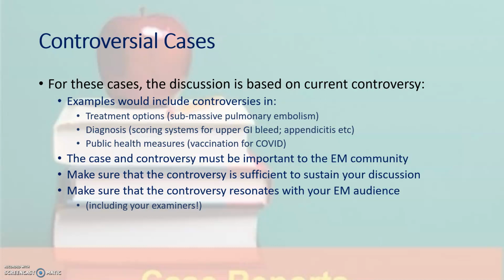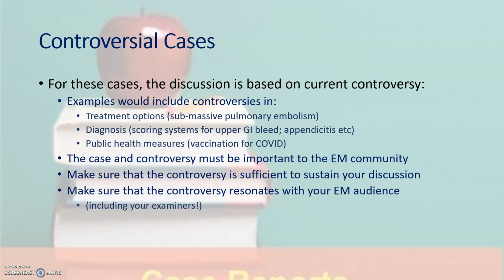Maybe it's about diagnosis, things like scoring systems for upper GI bleed or appendicitis, in which there are several opposing and differing scoring systems. And a useful discussion would be pros and cons of these different scoring systems, and then your idea about what should be done.